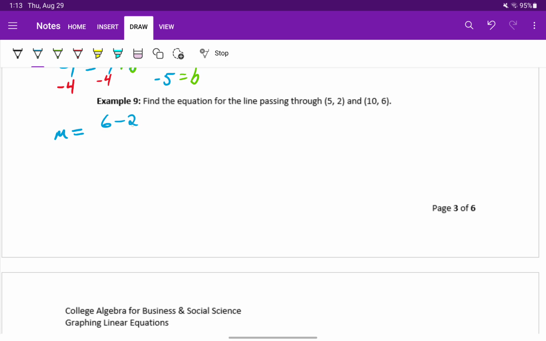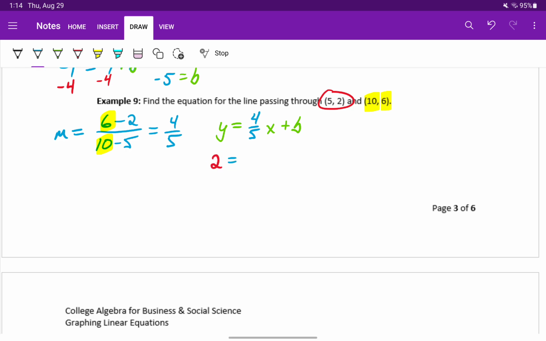Our slope equation is the difference of our y coordinates divided by the difference of our x coordinates, where again we keep the consistency. If we're using 6 as our first y coordinate, then we need to use 10 as our first x coordinate. This will leave us with 4 over 5. And we know our value for m will be 4/5. And then we can substitute in either coordinate pair into that equation to solve for b.